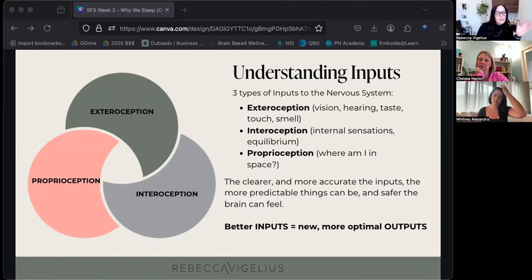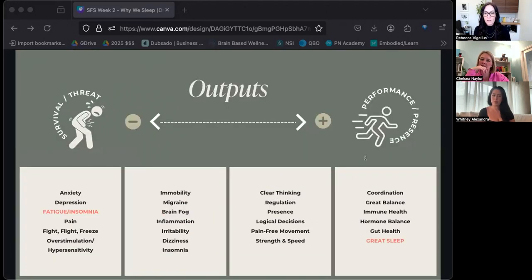Once the brain takes in all of these inputs that are happening all around us all the time, it makes that interpretation, is this safe or unsafe? And then we produce an output. Those outputs exist on a spectrum, from survival based outcomes, or what we call threat based outputs, all the way over to performance based outcomes. The reason I'm showing you this is because I look at sleep as an output.